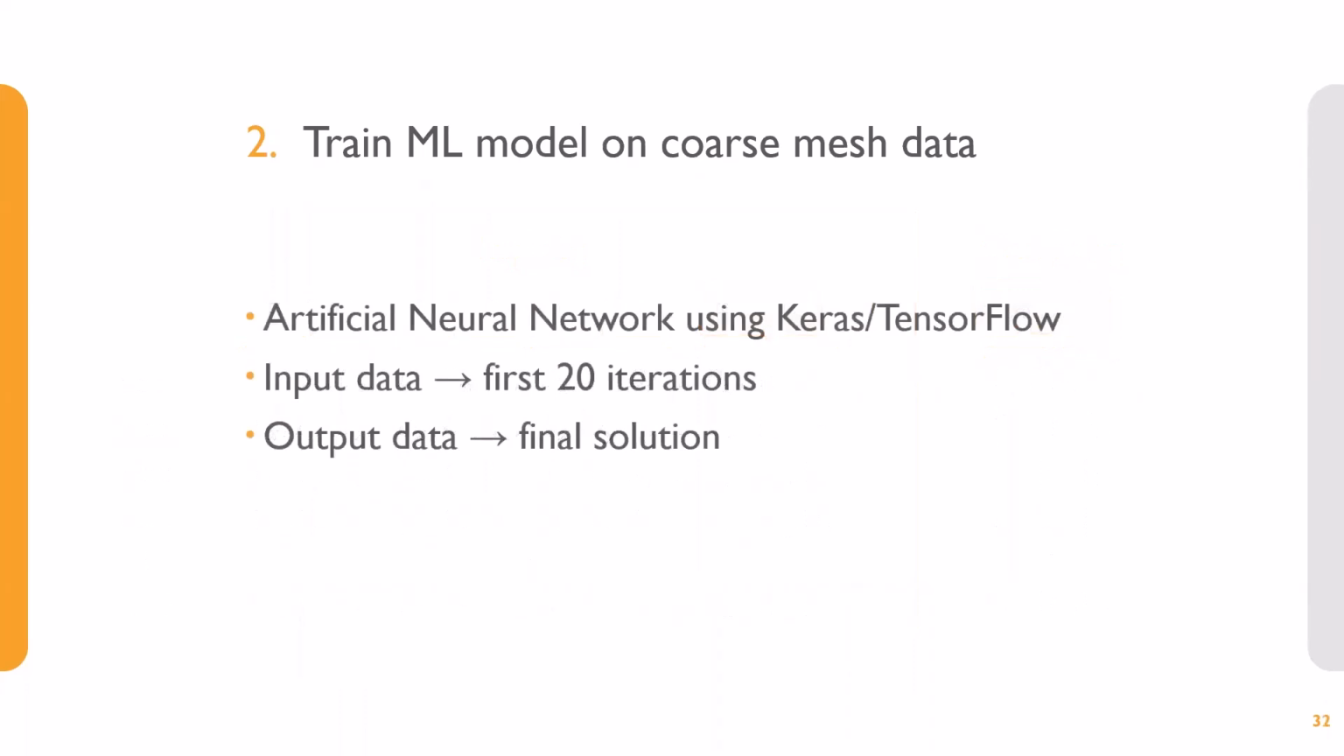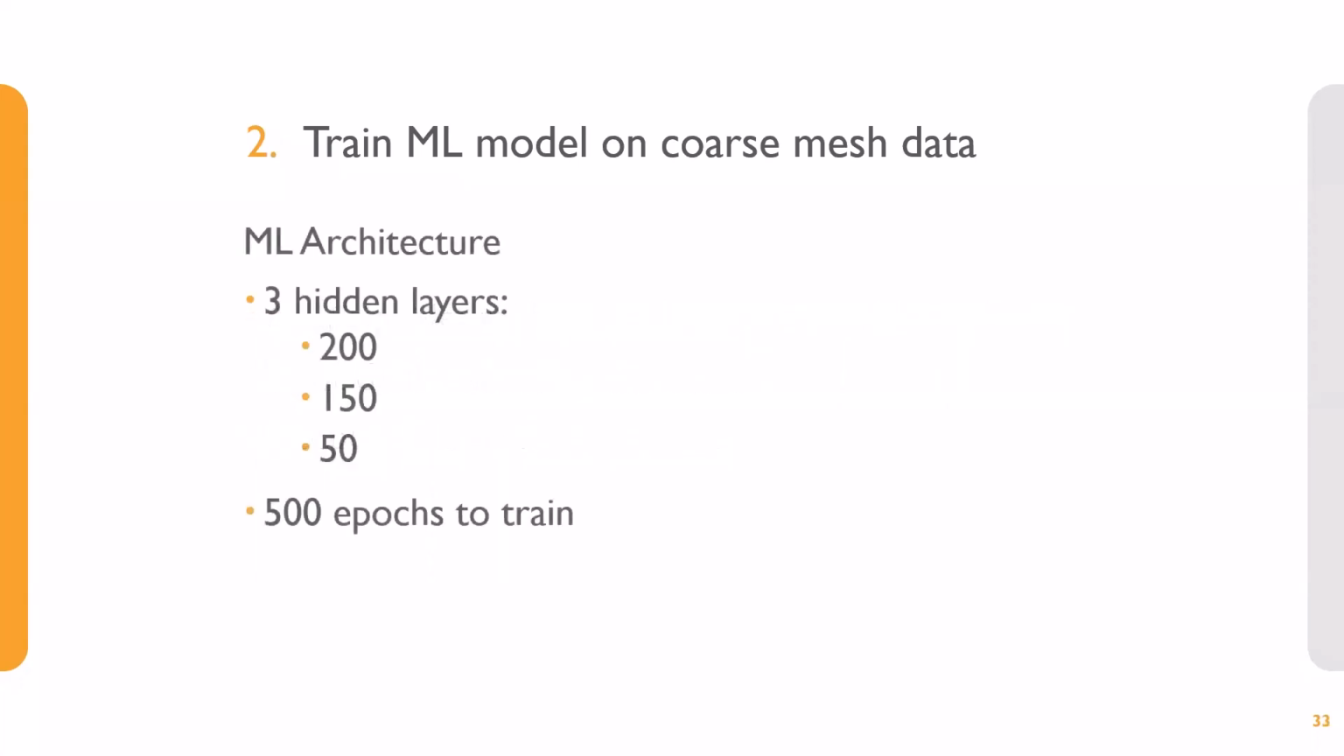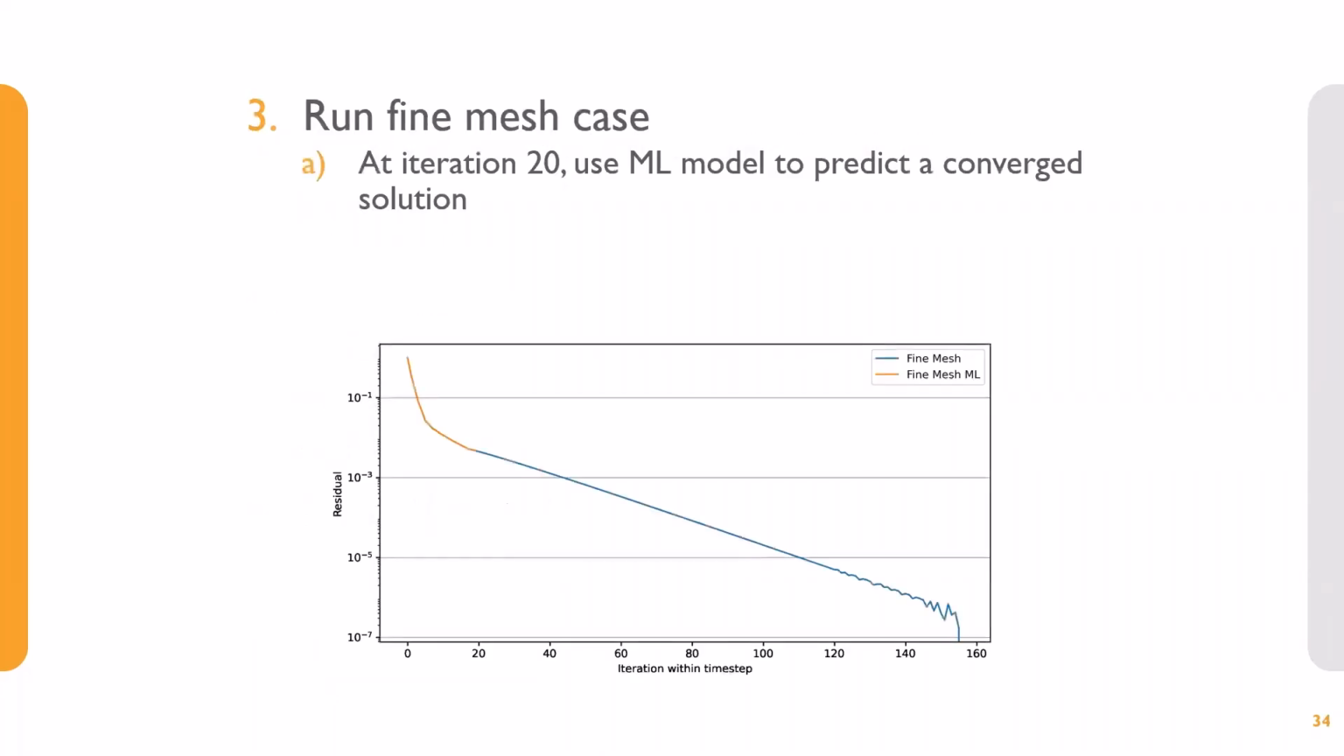The model I'm using is just a simple feed-forward neural network in Keras TensorFlow. The actual architecture is pretty arbitrary. I changed the architecture a few times, but what I noticed is that it doesn't really matter too much. You can change it and you get similar results, but the most important part is to have a low training time, so about 500 epochs to train. I'll walk you through what this looks like.